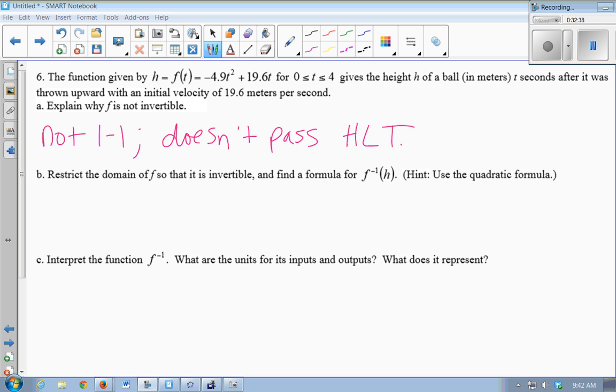All right, so now we want to restrict the domain, similar to what we were just talking about, restrict the domain so that it is invertible, and then find a formula. Okay, so I need to take a look at this graph so that I can accurately restrict the domain.